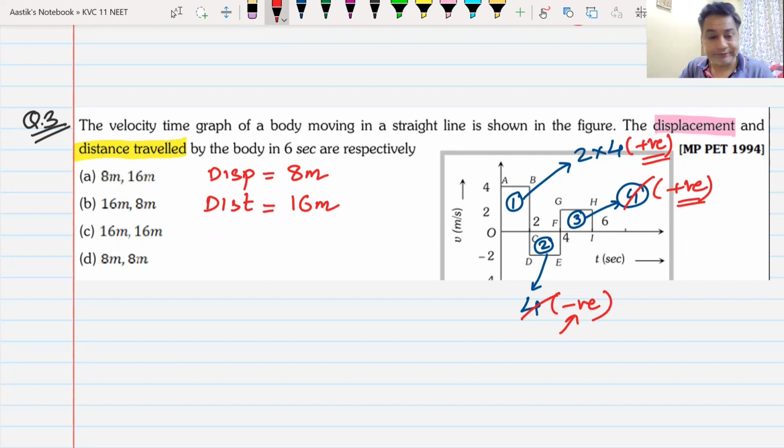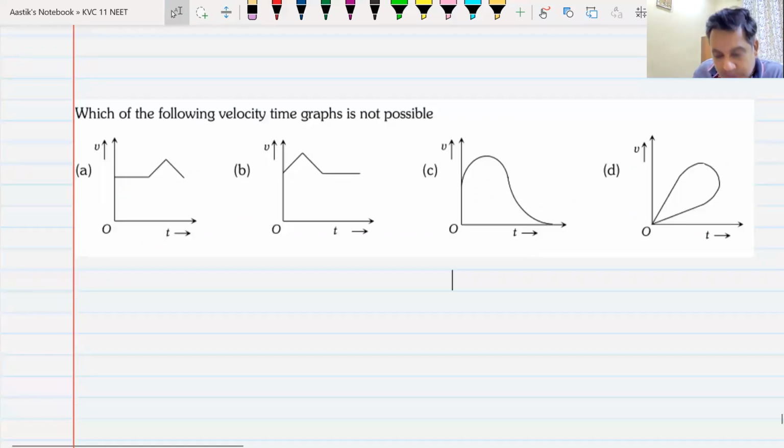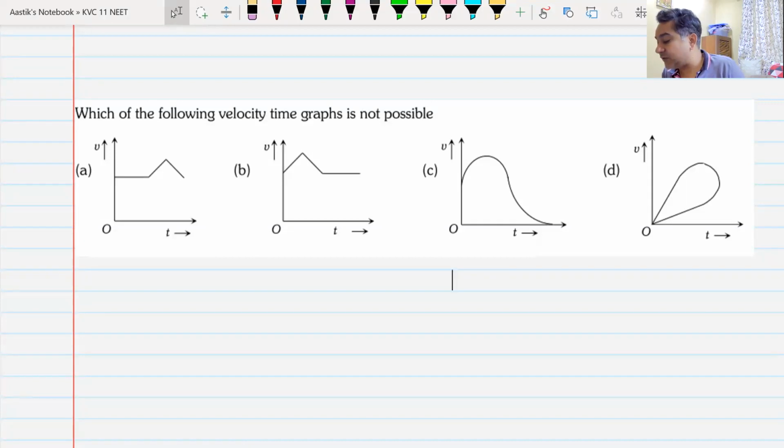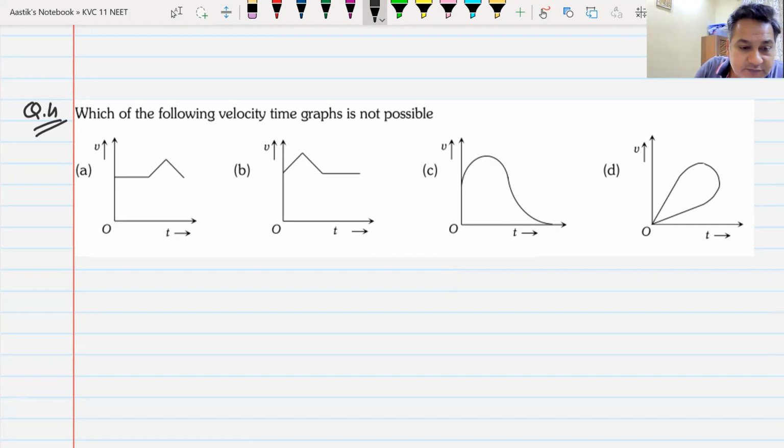Comes this one. Let's see who can do this. Which of the following velocity time graphs is not possible? You need to use your copy and pen. You can do it straight away. Which of the following graphs are not possible? A, B, C, D. Which of the following graphs are not possible?